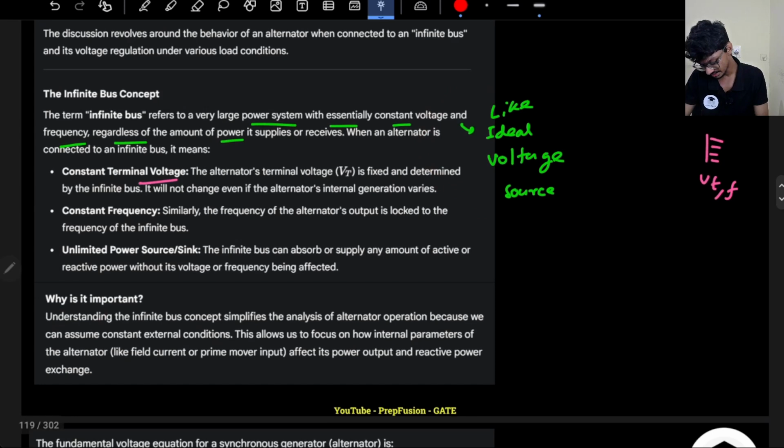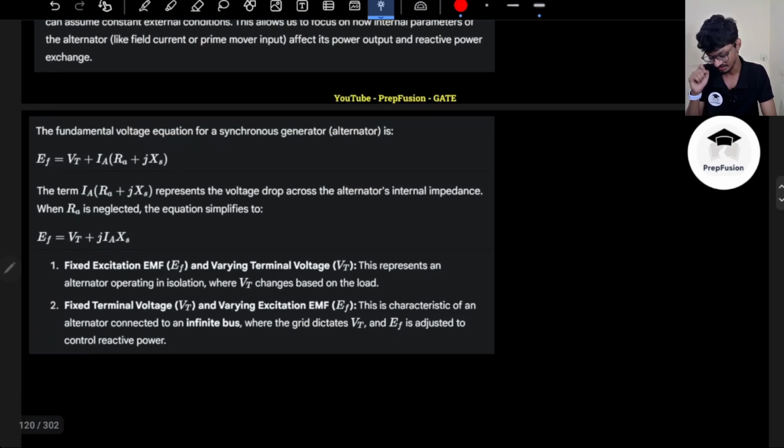So why is it important? Understanding the infinite bus concept simplifies the analysis of the alternator, because the alternator will operate in a power system, and you have to have a terminating point, otherwise how will you be able to analyze the alternator? For that reason, understanding this infinite bus is very important.